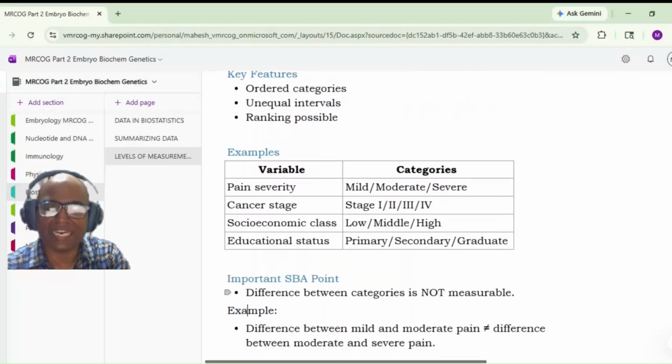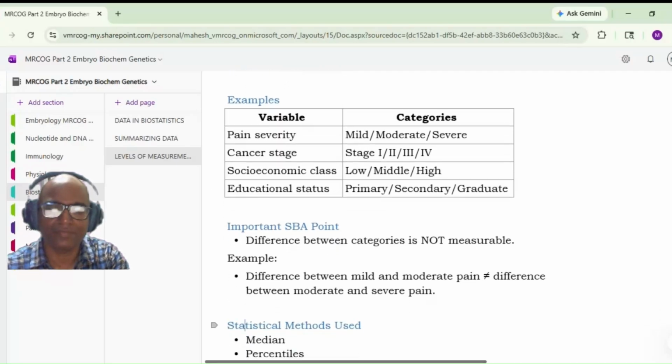So the difference between the categories is not measurable here. This point is differentiating it from other scales. The difference between mild and moderate pain is not the same as the difference between moderate and severe pain. So the difference between these two is not the same as the difference between these two.